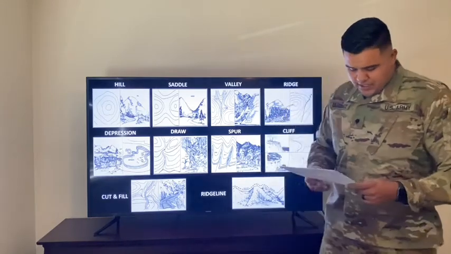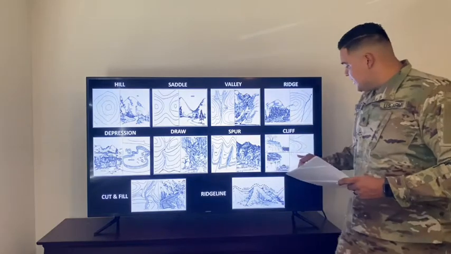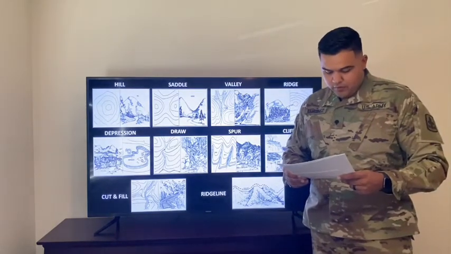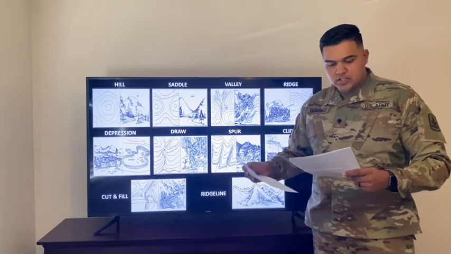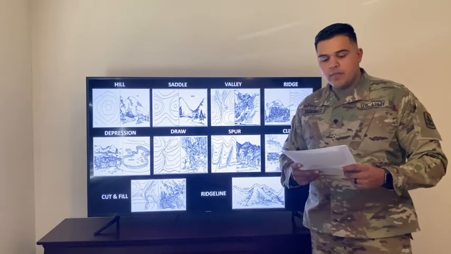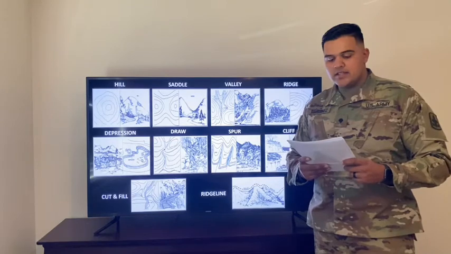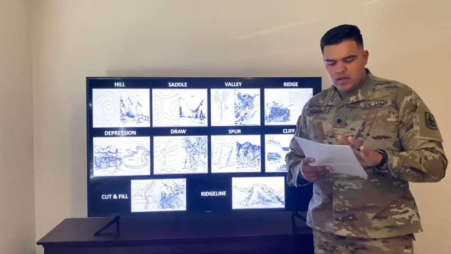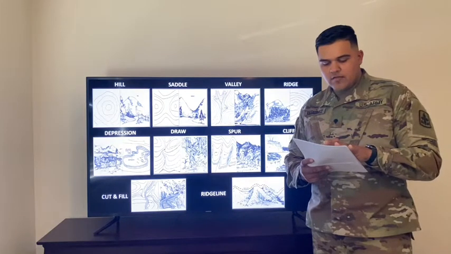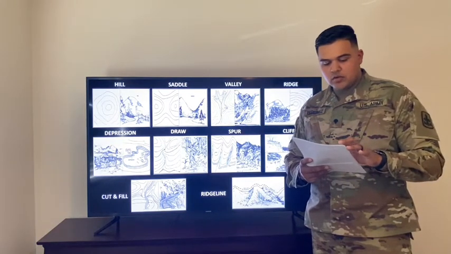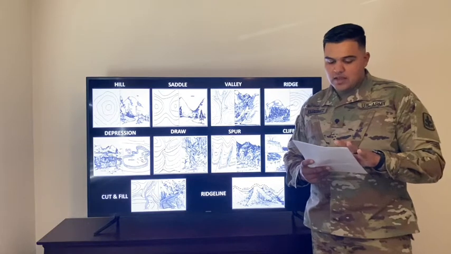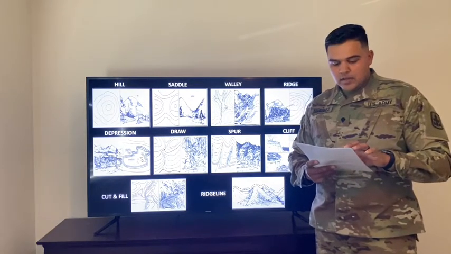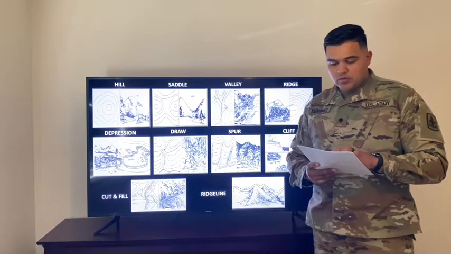The next one is actually a really important one. You're going to want to be able to identify a cliff. A cliff is a vertical or near vertical feature. It is an abrupt change of the land. When a slope is so steep that the contour lines converge into one, it's called a carrying contour. The last contour line has tick marks pointing towards the lower ground, and some contour lines are very close together.